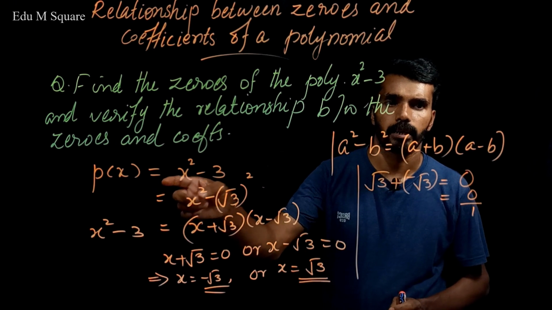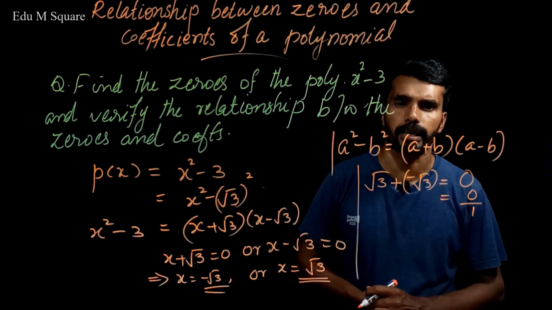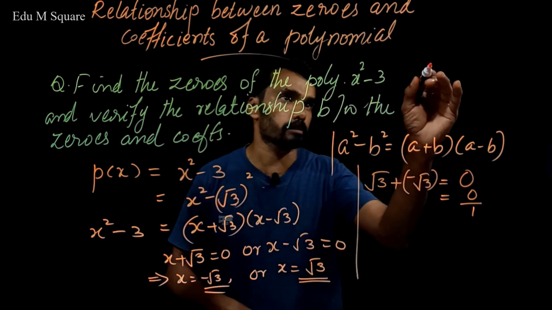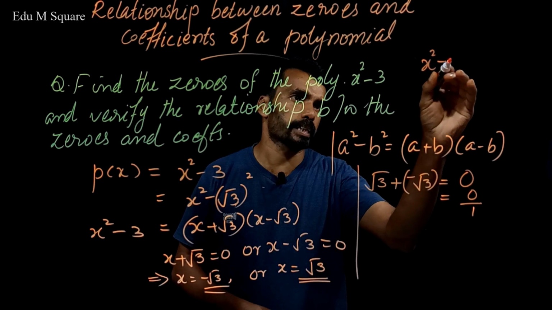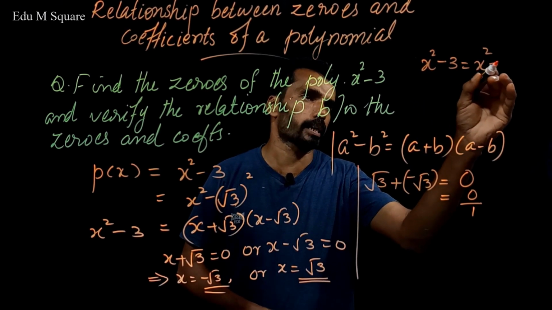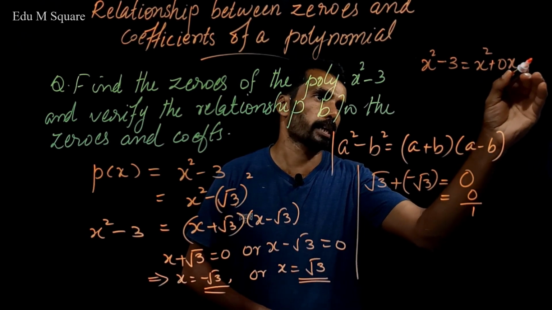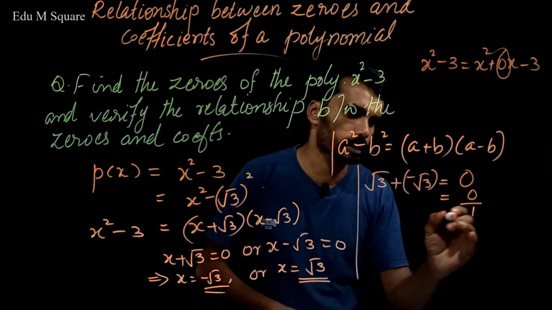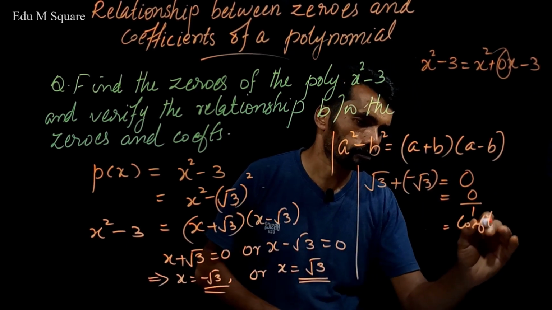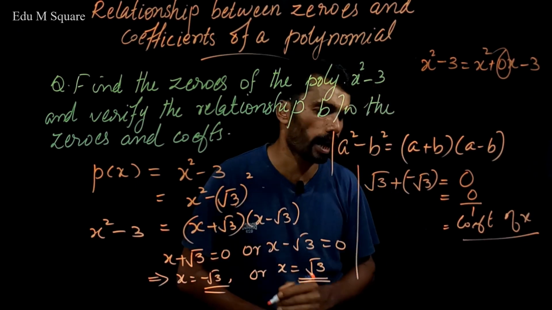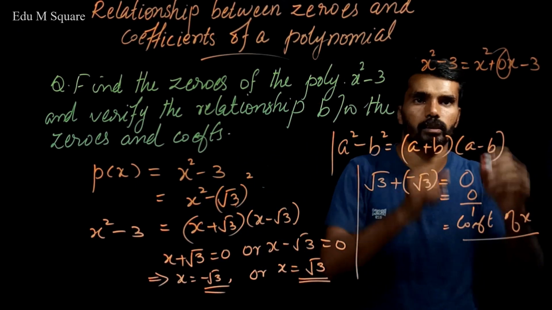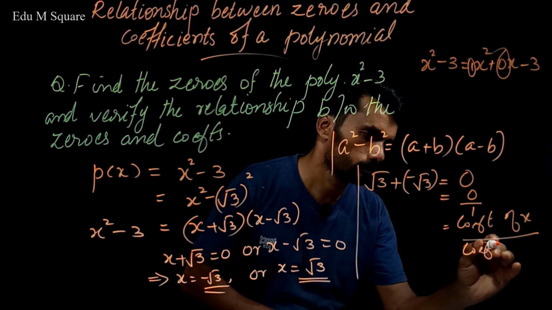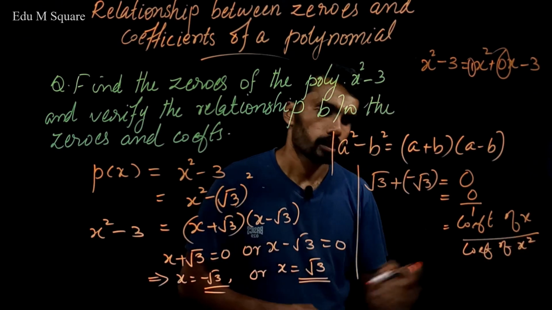By comparing the coefficients of the given quadratic polynomial, x square minus 3 can be written as x square plus 0x minus 3. So 0 is here the coefficient of x, divided by 1, which is the coefficient of x square. So it's true.